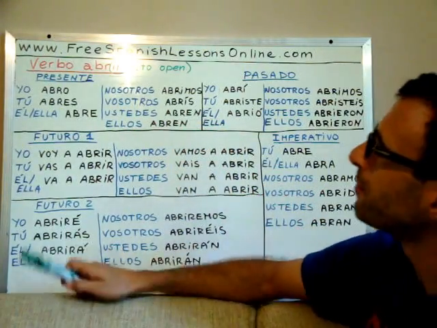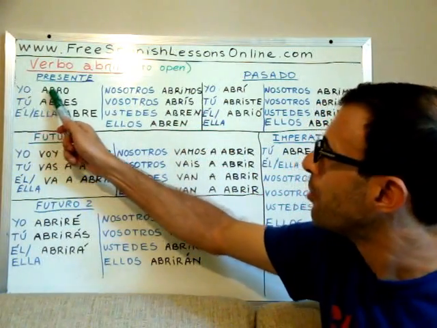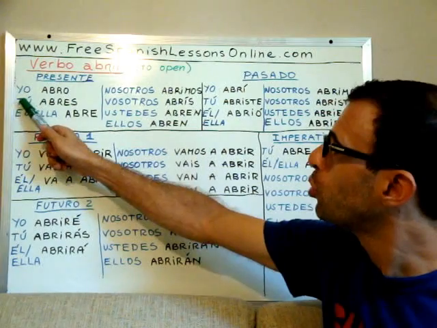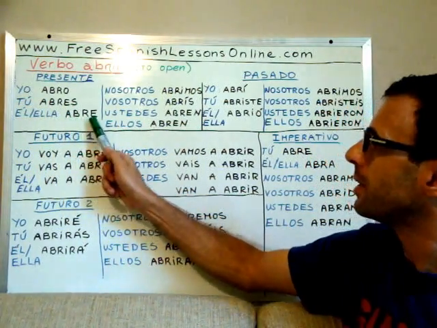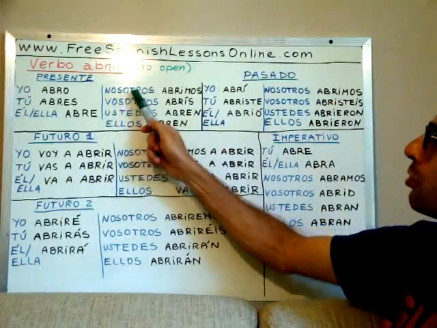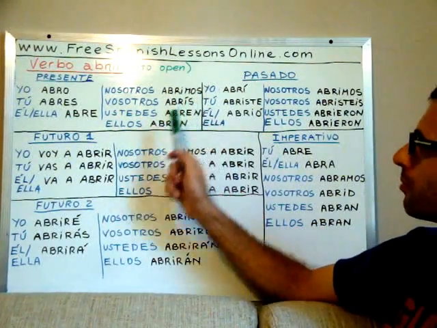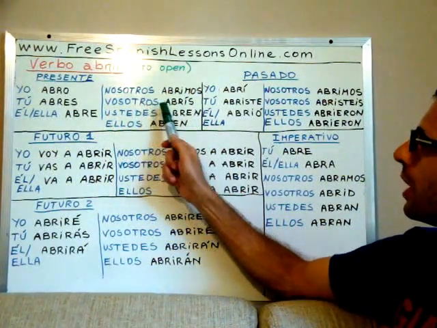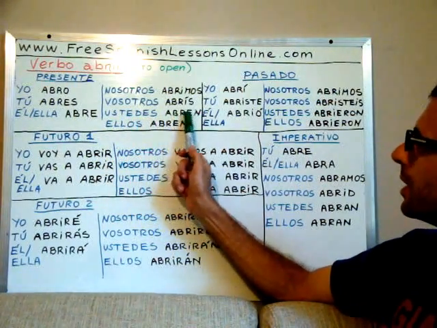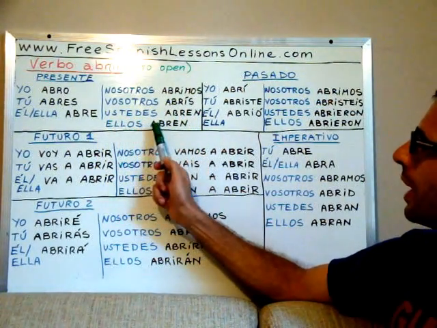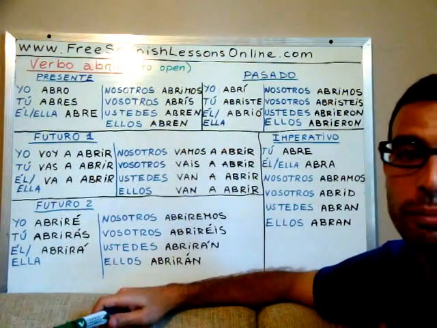Well, let's begin. Yo abro, tú abres, él abre, nosotros abrimos, vosotros abrís, ustedes abren, ellos abren. So this is for the present, okay?